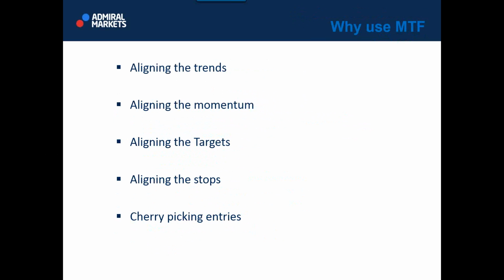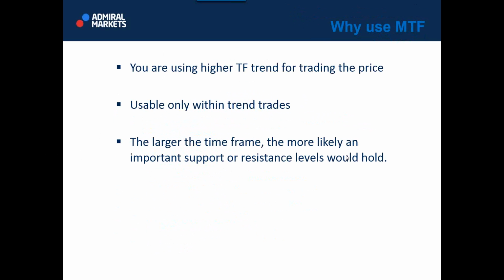Aligning the trend, aligning the momentum. Then you will be aligning the targets, looking for higher time frame targets. You will be aligning the stops, using stops on the entry time frame, and you will be able to cherry pick your entries, okay? So you're using the higher time frame trend for trading the price. And multiple time frame analysis is usable only within trend trading. The larger the time frame, the more likely important support resistance levels would hold, okay?